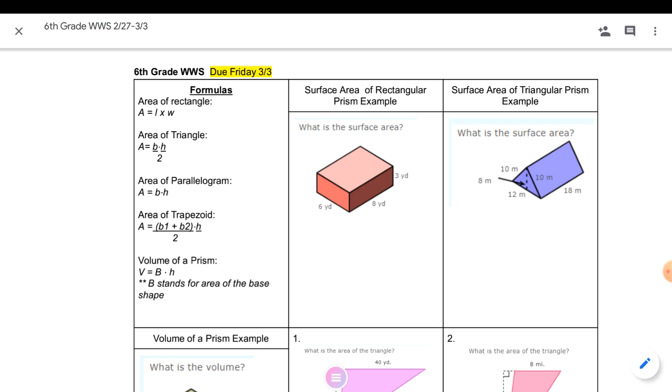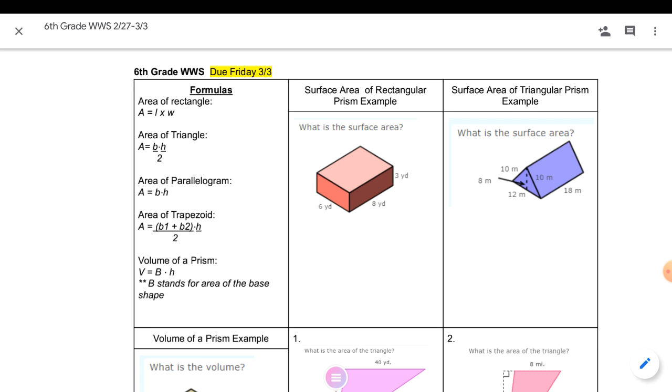Okay? So before we start working the problems, who can tell me what is surface area? What is surface area? Harper? The area of all of the shape's faces. So all of the sides added together. You find the area of all the sides and add it together.